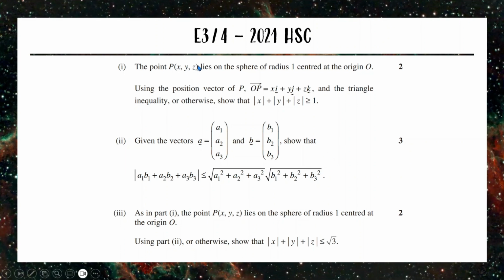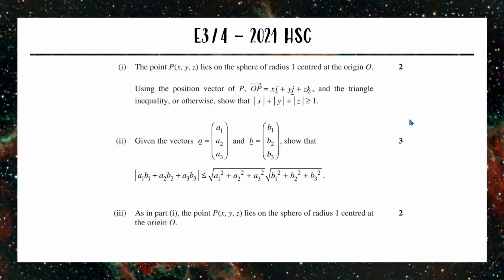Anyway, we have a point P that lies on a sphere with radius 1 centered at the origin. The position vector of P, OP, is given by this. Using the triangle inequality or otherwise, show that the magnitudes of x plus y plus z is greater than or equal to 1. Okay, let's dive into it.